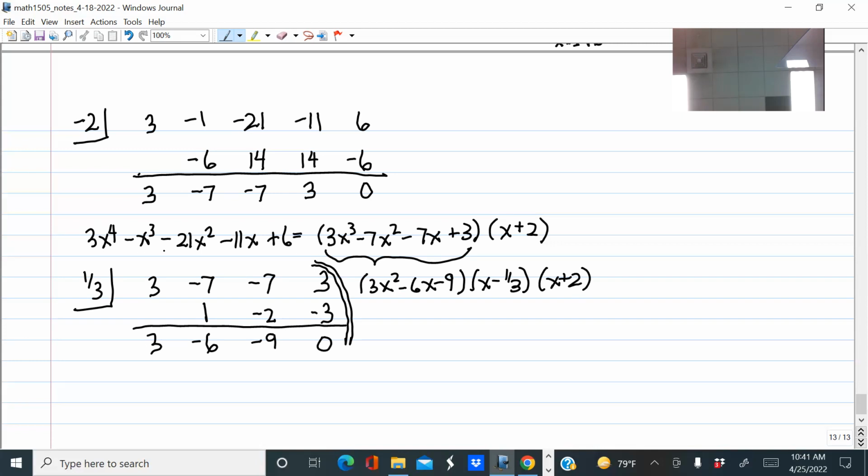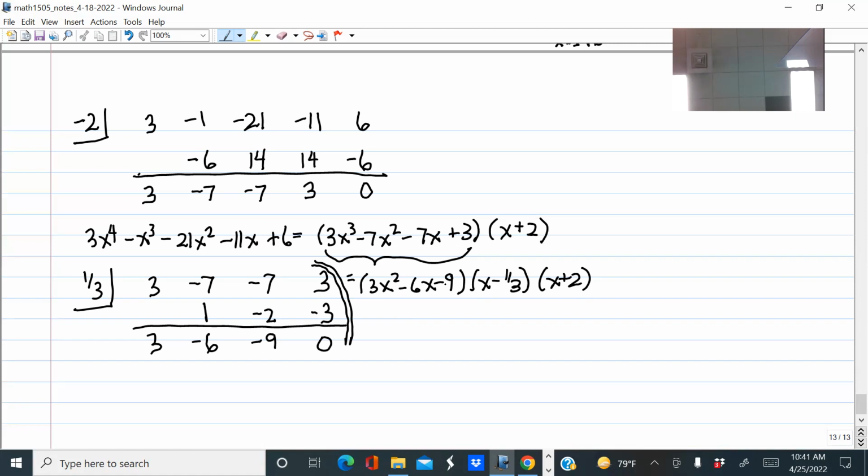So now we know that 3x to the 4th minus x cubed minus 21x squared minus 11x plus 6 factors as 3x squared minus 6x minus 9 times x minus 1/3 times x plus 2, right? So we're well on the way to completely factoring it. All we have to do is factor this 3x squared minus 6x minus 9. And that's one of the very first things you learn in beginning algebra, how to factor expressions like this.